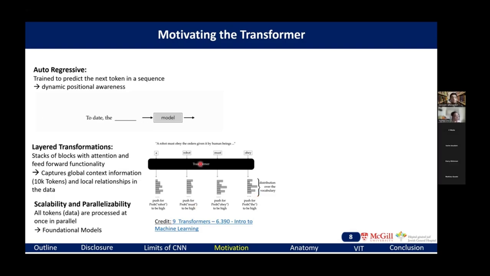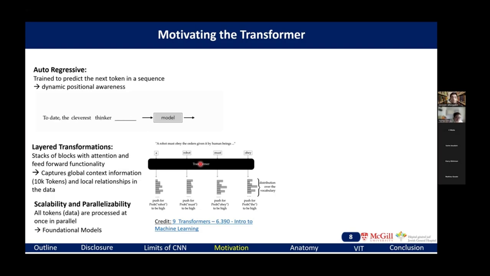The transformers have also this capability. They have many layers of attention blocks in them, and this allows them to capture local and global contexts. So if you remember, LSTMs could remember up to 1,000 tokens. Transformers might very easily scale up to 10,000 tokens all at once, and they maintain good local relationships in the data. They understand the local and the global context pretty well.